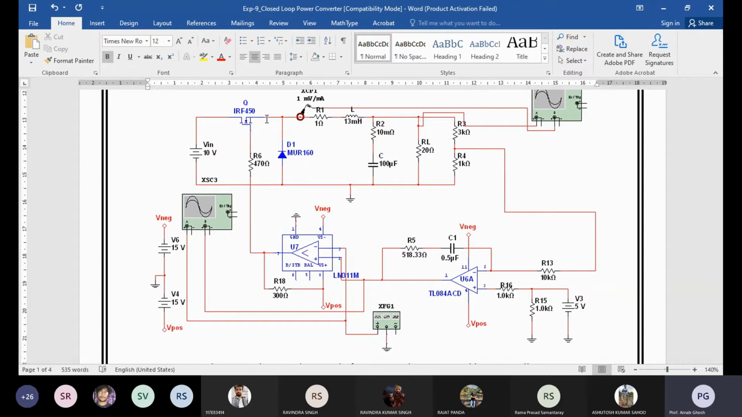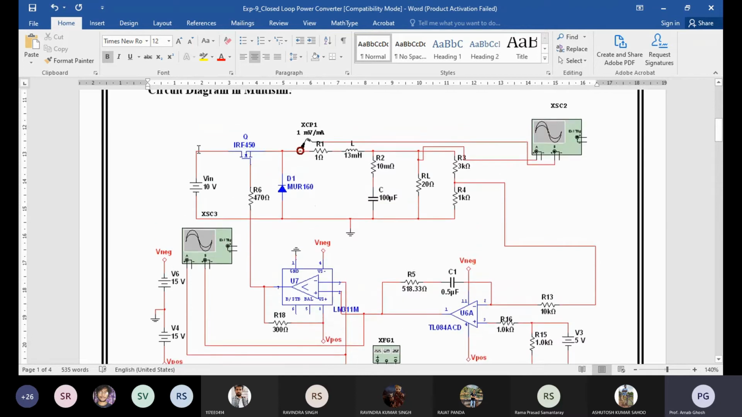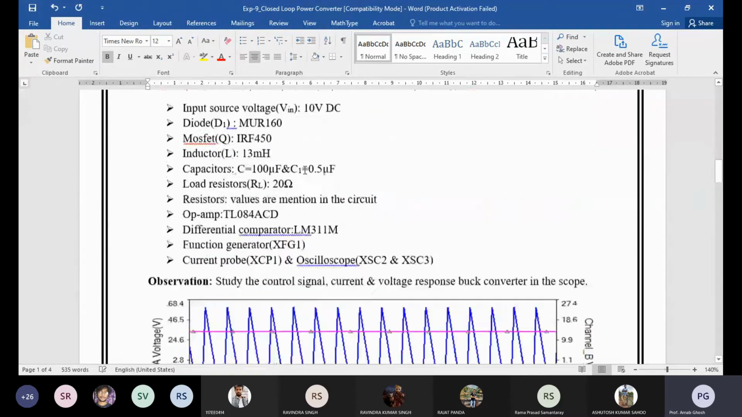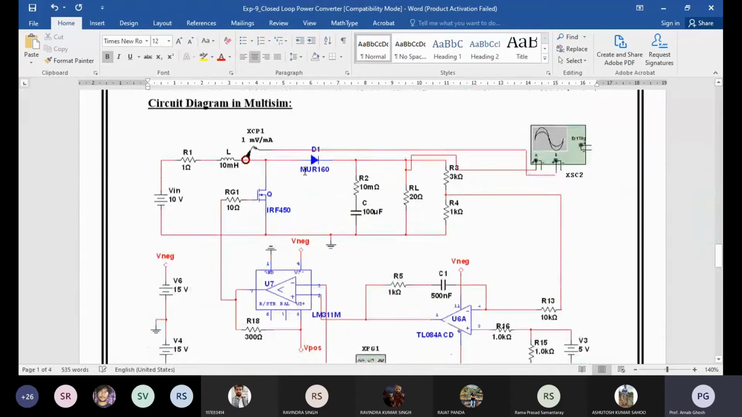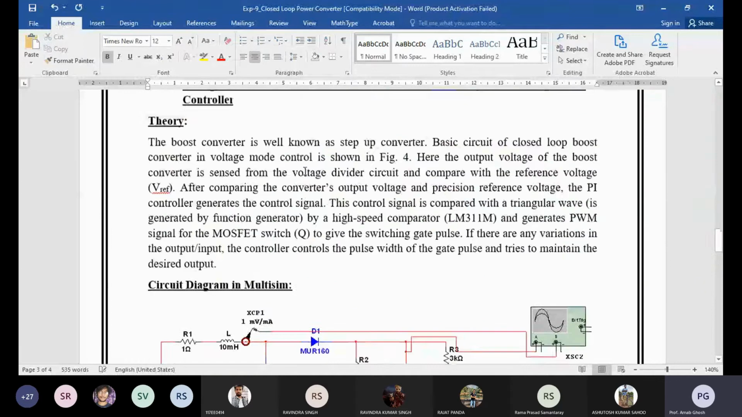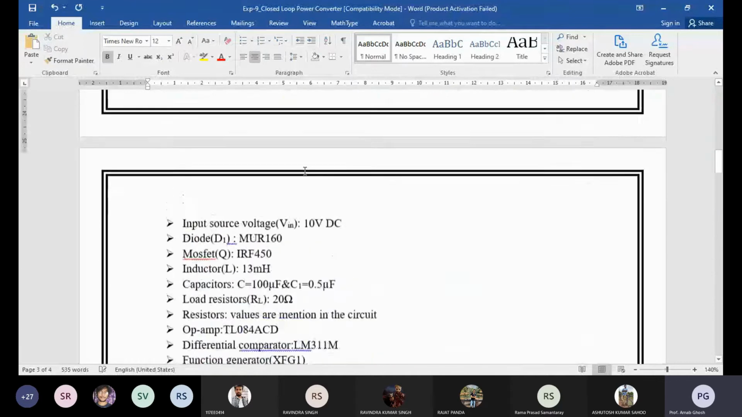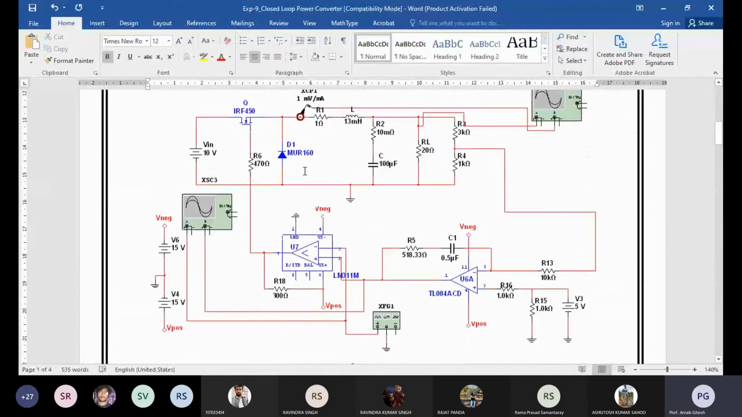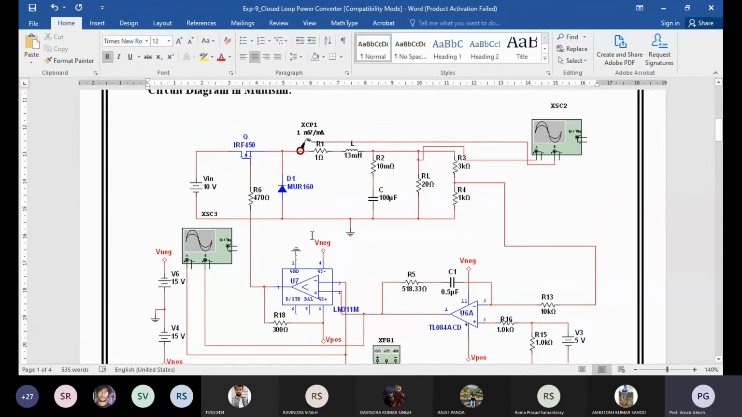Okay, here we are showing two circuits. Voltage mode control of DC-DC buck converter first, then we have discussed the voltage mode control of DC-DC boost converter. In the previous experiment we studied only the open loop. Okay, so open loop means you are directly giving the pulse, but here we are discussing the closed loop signal. Okay, so you know the basic structure of the buck converter. Input voltage is there, 10 volt.